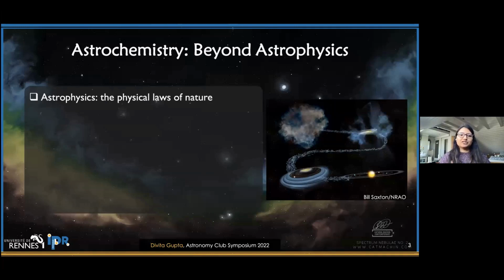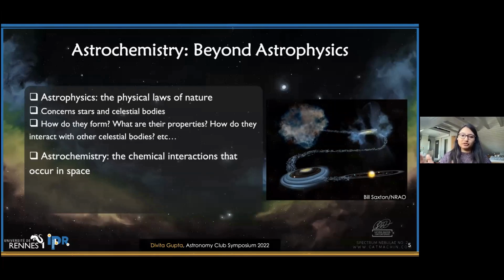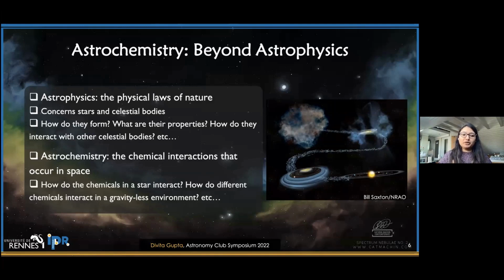So just very briefly, astrophysics covers the physical laws of nature, which is what you've been seeing in the previous talks, and even in the coming talks, you'll see that as well. This basically concerns the stars and various celestial bodies. For example, how they form, what their properties are, and how they interact with each other as well. Astrochemistry goes a little further, and it talks about the chemical interactions that occur in space. So what we cover in that is how the chemicals in the different star-forming regions interact, especially in a gravity-less environment.